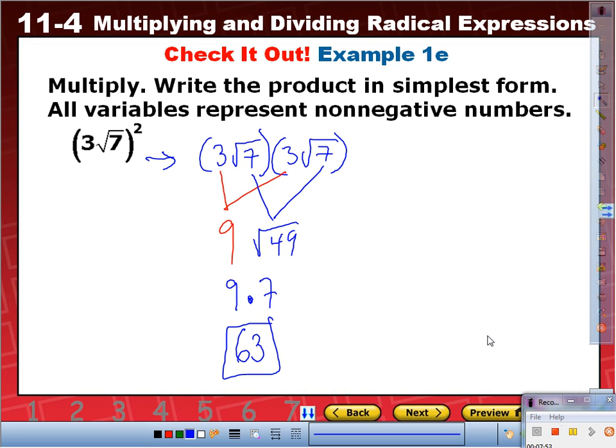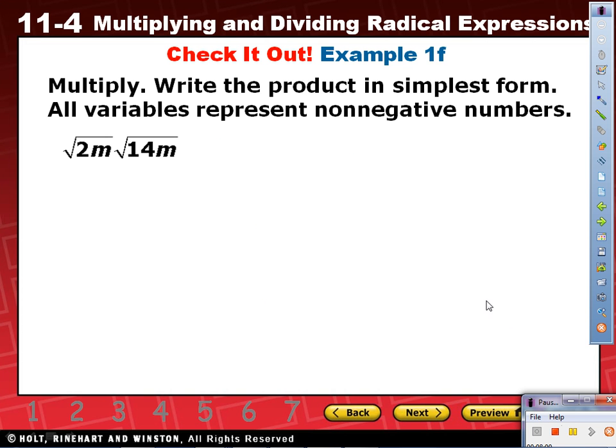Copy this next one down, please. Example 1F, copy this. Multiply square root of 2m times square root of 14m. Copy and simplify. See if you can do this one by yourself. Go. I forgot all about the m.